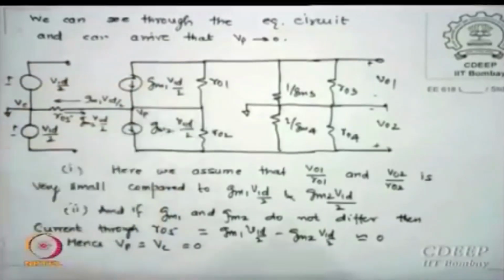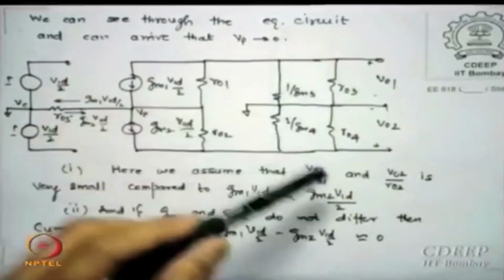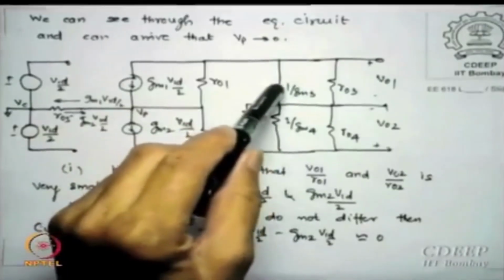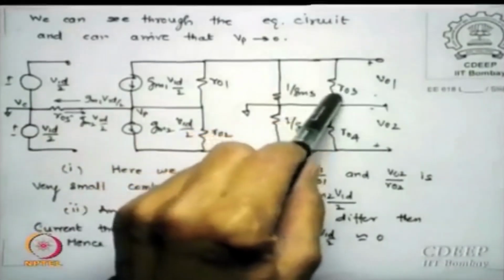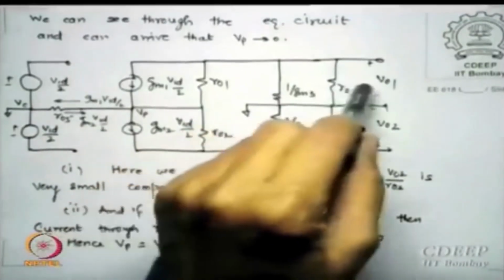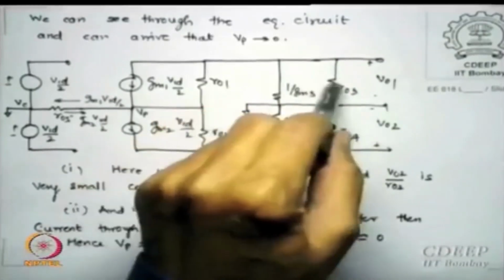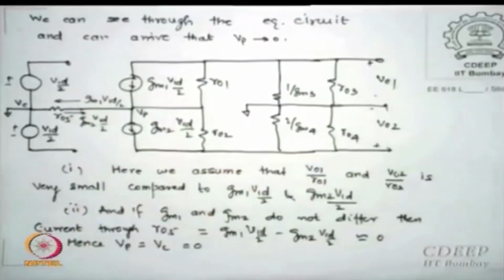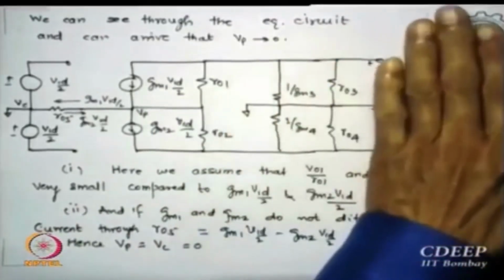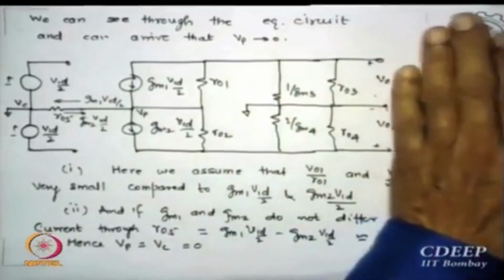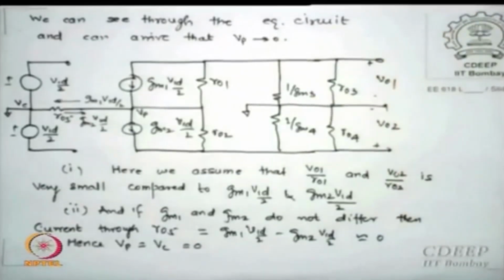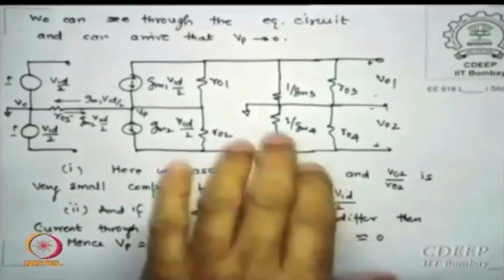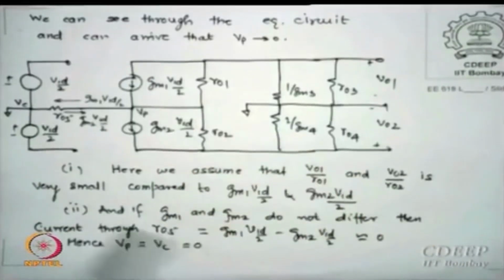Same way if we go ahead for 3 and 4: 1 upon gm3 RO3. If it is a diode connection this will dominate, if not the other will dominate, gm4 RO4. There is something I am not showing here right now, another source, which I will bring in a little later. Right now it is as if there is only the equivalent IC. I will show you why I have not drawn it.